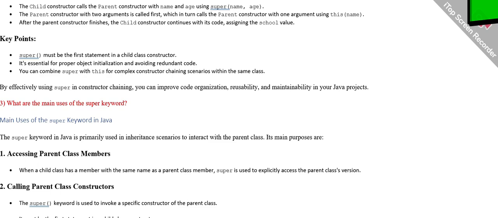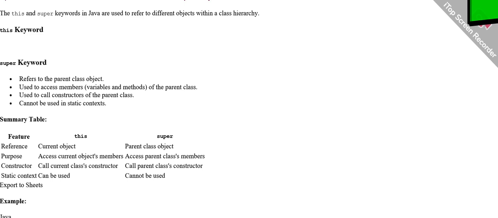2. Calling parent class constructors. The super keyword is used to invoke a specific constructor of the parent class. It must be the first statement in a child class constructor.